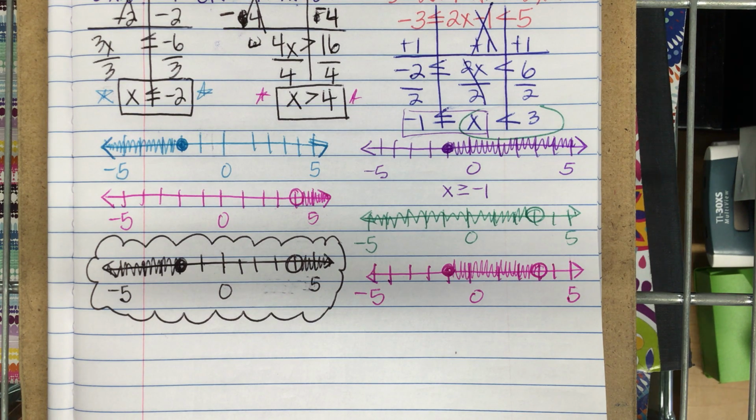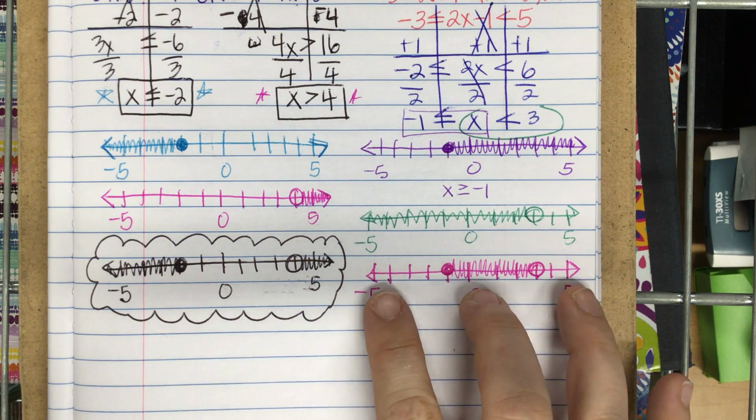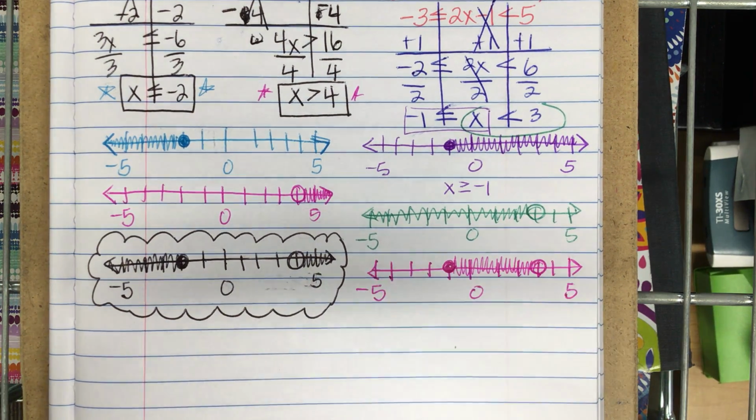How many answers are there to this problem? Infinite. Why are there infinite solutions? Because there are decimals, all kinds of decimals in there, right? However, we can't say all of the numbers, because all of the numbers don't work. We can't list every single number. That'd be impossible. You'd be here forever, right? But we can show it graphically.